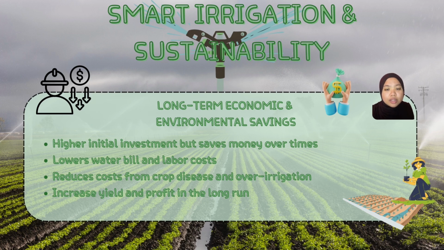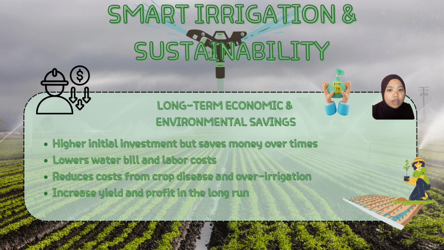Lastly, smart irrigation offers long-term economic and environmental savings. It's true that initial setup costs can be higher. Sensors, controllers, and installation require investment, but over time it saves money in multiple ways. By using water more effectively, farmers see lower water bills. Automation also means less labor is needed to manage the irrigation. It also reduces losses from crop disease caused by overwatering.